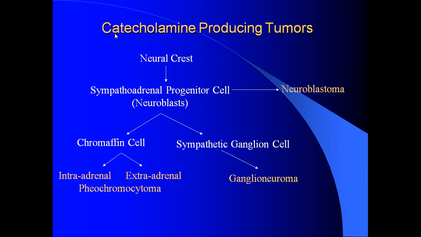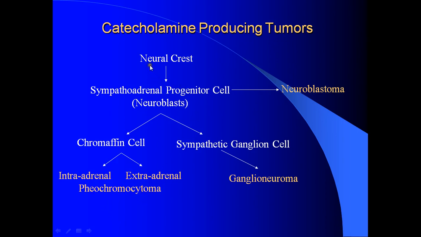So these are produced mainly from the adrenal gland and from the sympathetic and parasympathetic chains, which are present in our body: the sympathetic chain along the spinal canal, and the parasympathetic at specific areas. There are three main types of catecholamine producing tumors: neuroblastoma, ganglioneuromas, and pheochromocytomas.